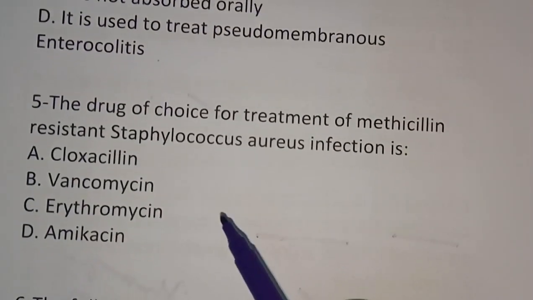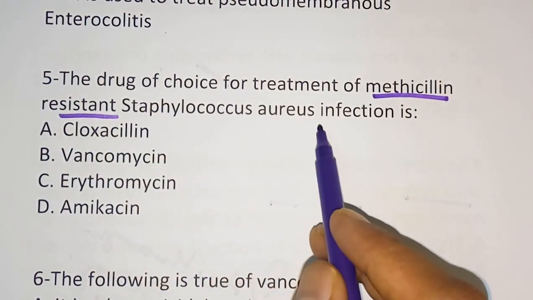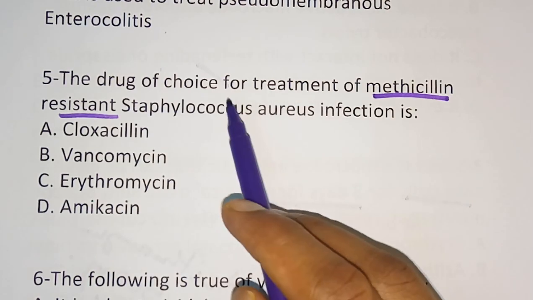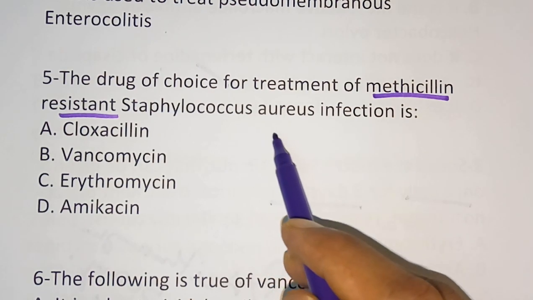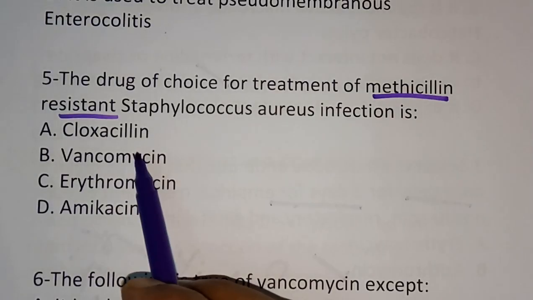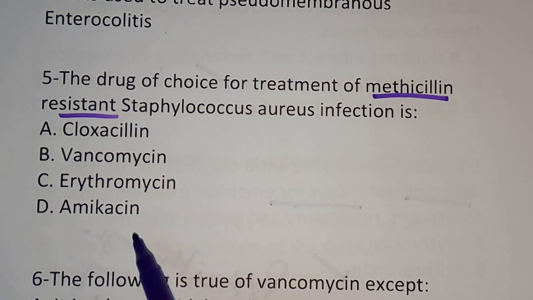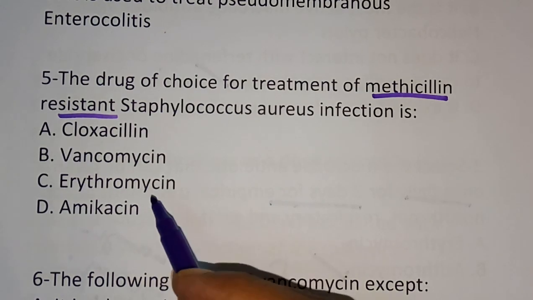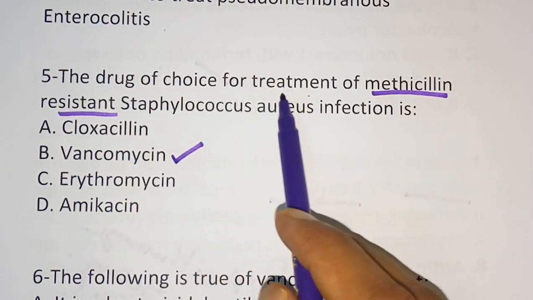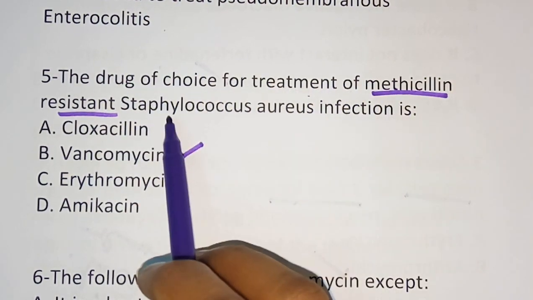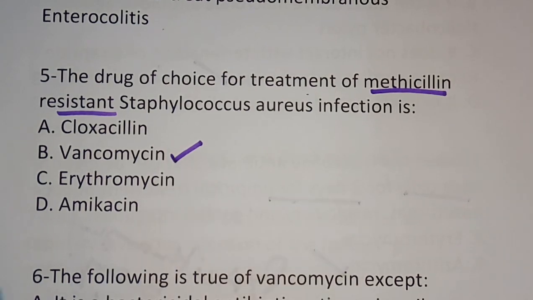Now the 5th question. The drug of choice for the treatment of methicillin resistant Staphylococcus aureus infection is. Option A, cloxacillin. Option B, vancomycin. Option C, erythromycin. Option D, amikacin. The correct answer for this question is vancomycin. Vancomycin is the drug of choice.